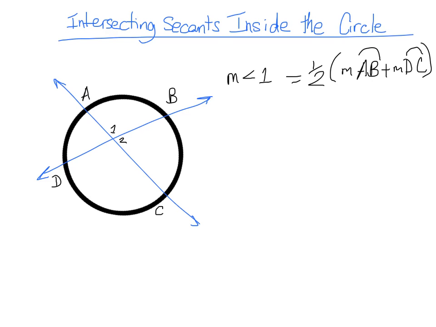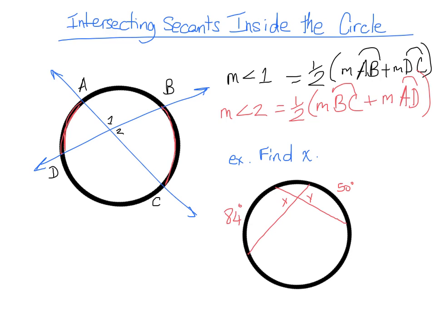So in words, this is really saying that the measure of an angle created by two intersecting secants or chords will be half the measure of its intercepting arc plus the opposite arc. Let's try to figure out what we would have if we try to do the measure of angle 2. All right, so intercepting arc of 2 is here, the opposite arc of 2 is over here, which means the measure of angle 2 is equal to half the measure of arc BC plus the measure of arc AD. All right, so let's look at a quick example.